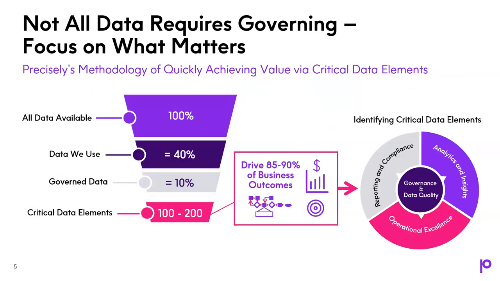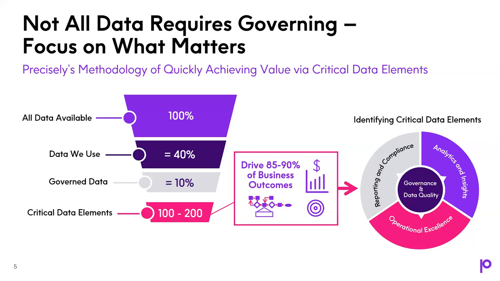One of the other things we want to make sure everybody understands is that governance is not a one-size-fits-all endeavor. Not everything in your landscape has to be governed to the same level of rigor as other things. If you think about it, you have the top of the funnel. This is all the data we have available to us. Of that, you probably use anywhere between 40%, and I've seen it go as high as maybe 60%, and that's really almost an outlier.